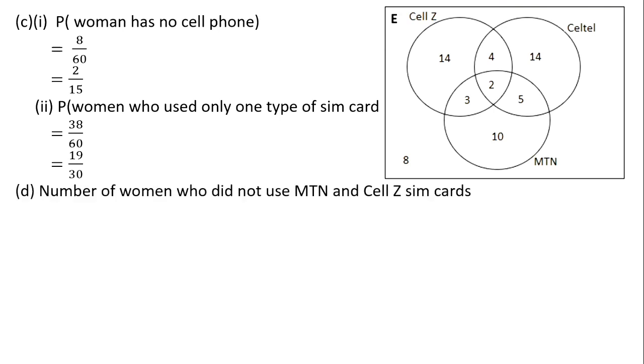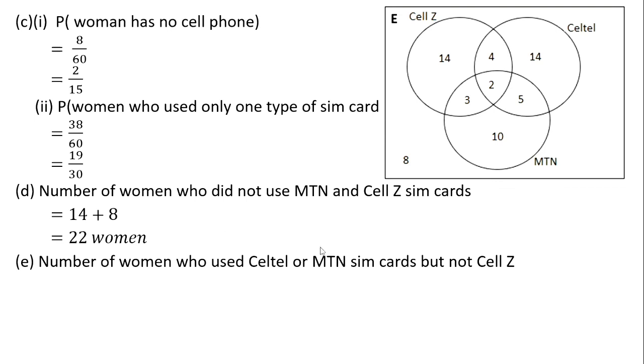Number of women who did not use MTN and Cell Z SIM cards. So we have 14 plus those who didn't have cell phones. So there were 22 women who did not use MTN and Cell Z.